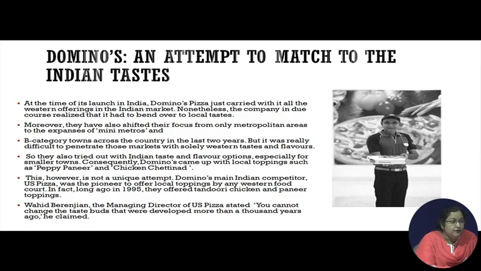Moreover, they have also shifted their focus from only metropolitan areas to mini metros and category B towns also. So it is really difficult for them to penetrate those markets with solely Western tastes and flavors. So they tried out Indian taste and flavor options, especially for the smaller towns. Consequently they came with local toppings. In the US, Pizza also used to offer local toppings in place of Western toppings, and here they came with toppings like peppy paneer or chicken Chettinad.